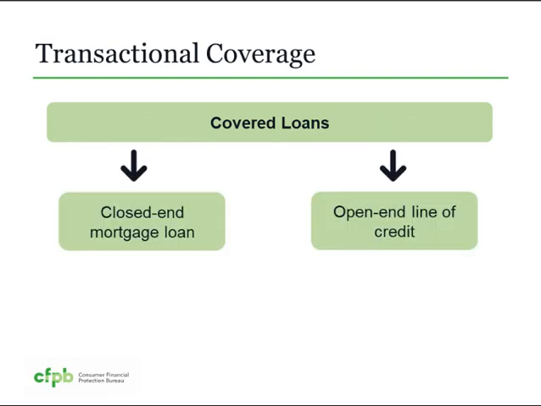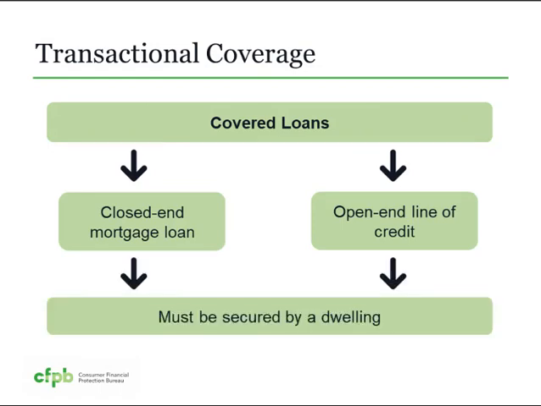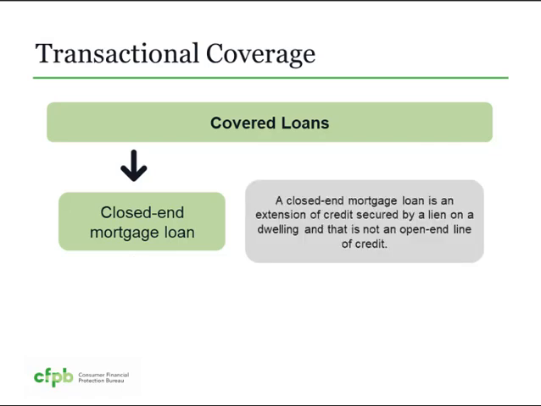A covered loan can either be a closed-end mortgage loan or open-end line of credit. Whether the transaction involves a closed-end mortgage loan or an open line of credit, it must be secured by a dwelling to be covered. Section 1003.2d defines a closed-end mortgage loan as an extension of credit that is secured by a lien on a dwelling and that is not an open-end line of credit.